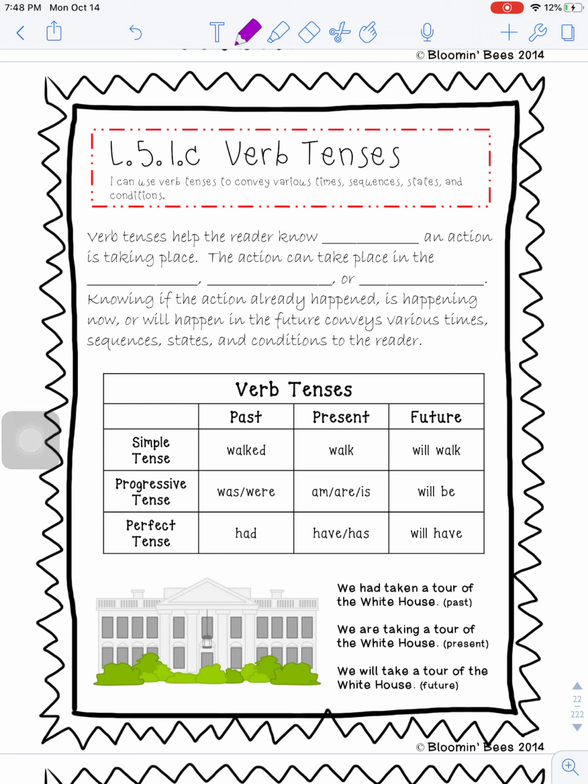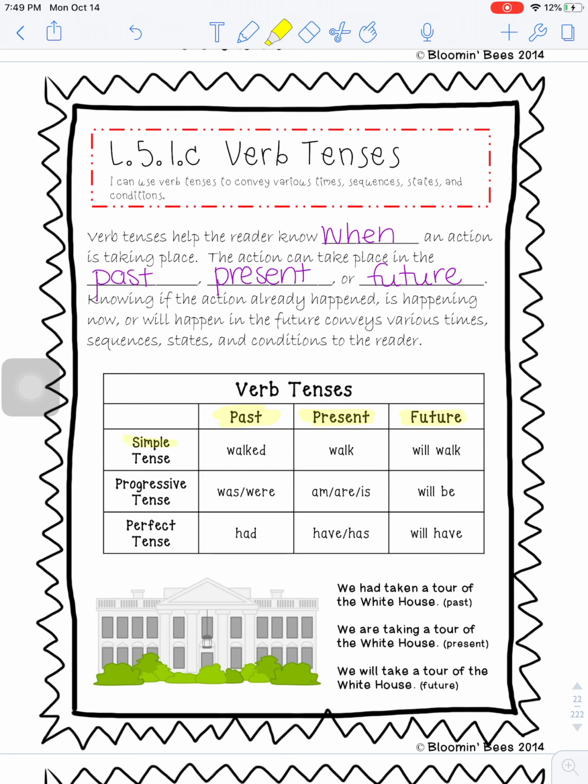Verb tenses help the reader know when an action is taking place. The action can take place in the past, present, or future. Knowing if the action already happened, is happening now, or will happen in the future conveys various times, sequences, states, and conditions to the reader. So it gives a little bit more detail and information. So we're going to focus on past, present, and future today, okay?